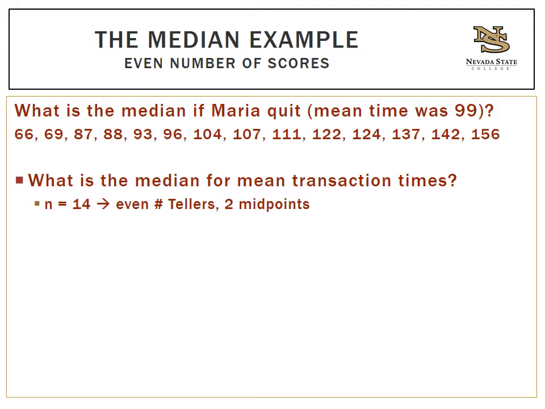So again, we have 14 scores. If you counted all those numbers, you'd get 14. And that's an even number. So we are going to have 2 midpoints here.